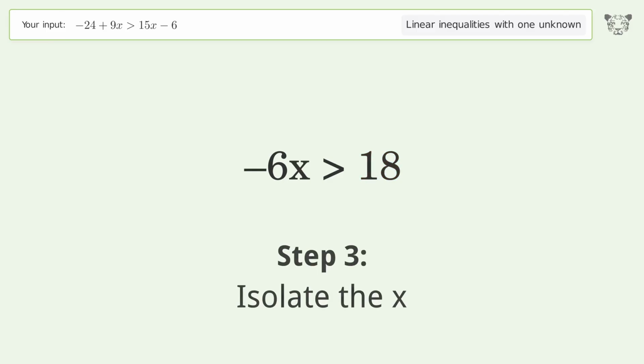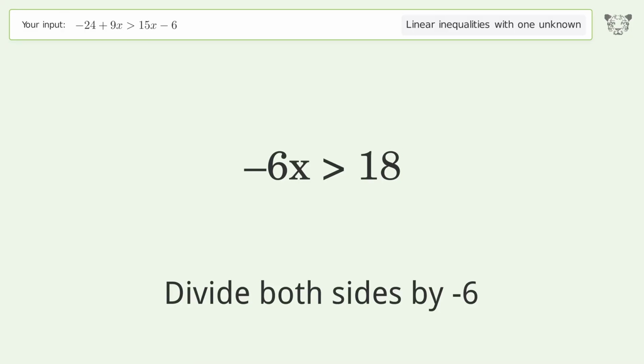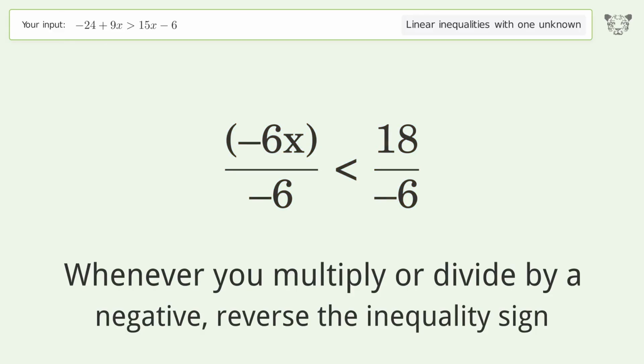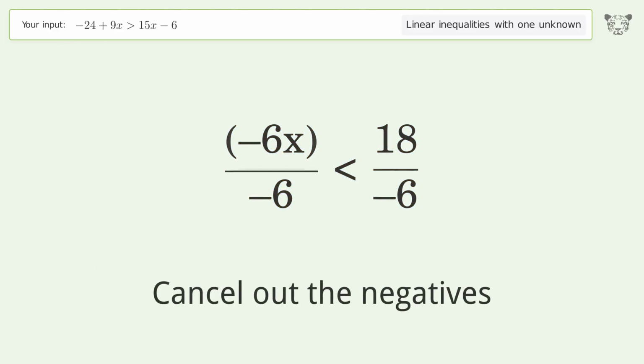Isolate the x. Divide both sides by -6. Whenever you multiply or divide by a negative, reverse the inequality sign. Cancel out the negatives.